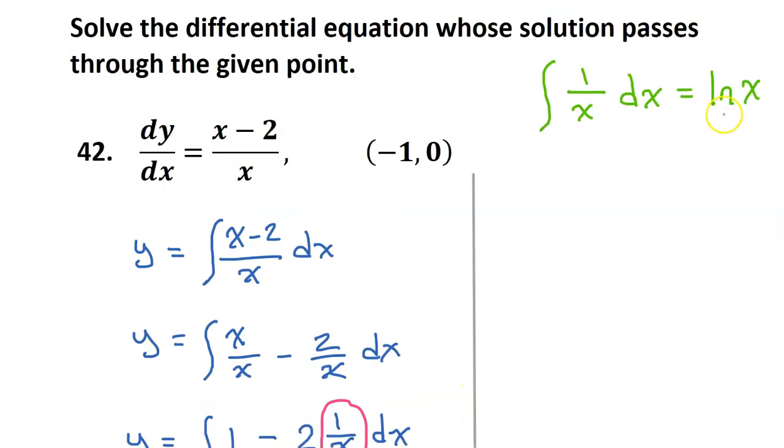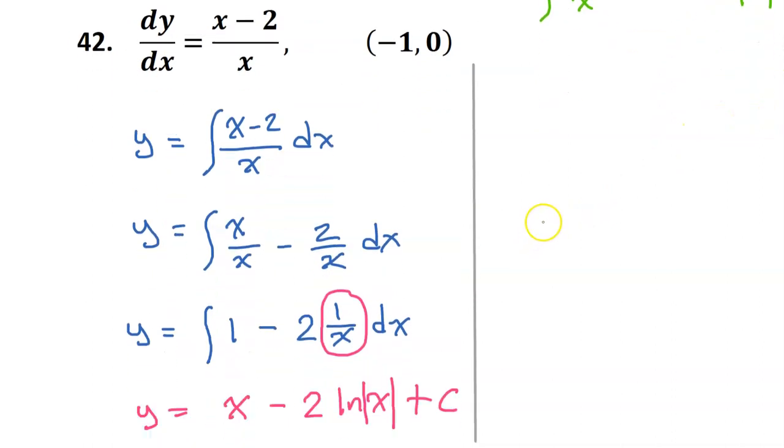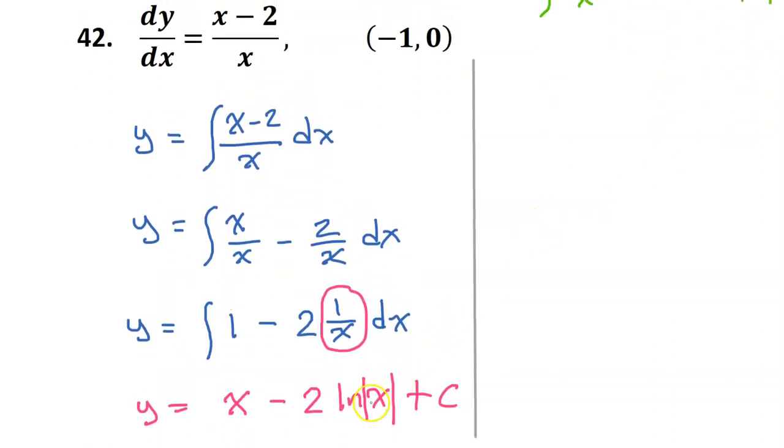You know what? I left out something very important when I gave you the rule to memorize. This should be natural log of the absolute value of x. You can't take the log of a negative number. So it is very important that we have the absolute value in this formula. So that changes my equation a little bit. I now have x minus 2 times natural log absolute value of x plus c.